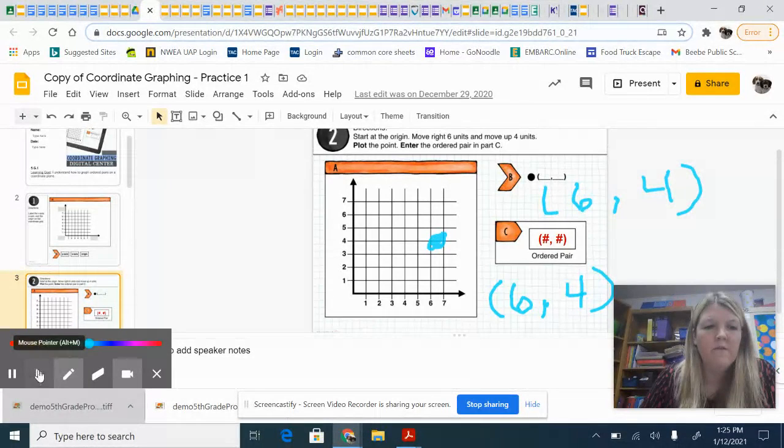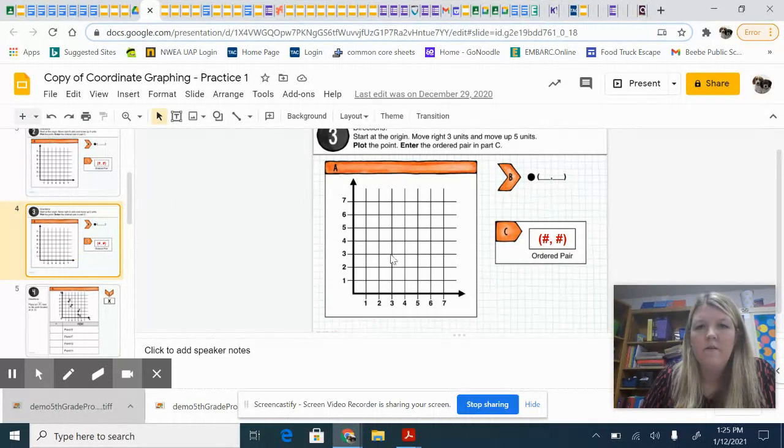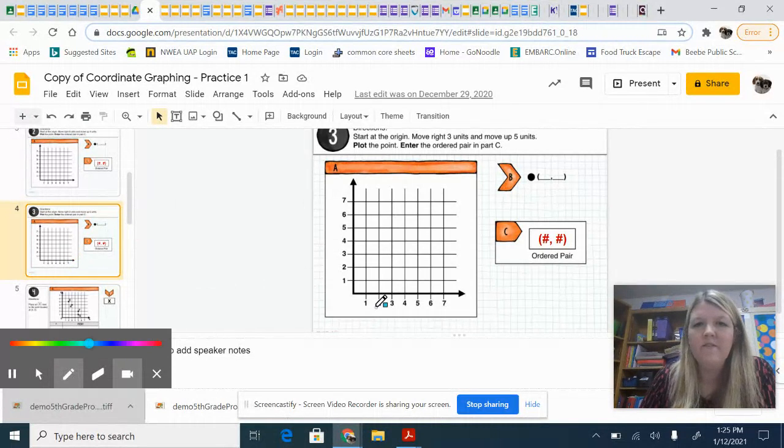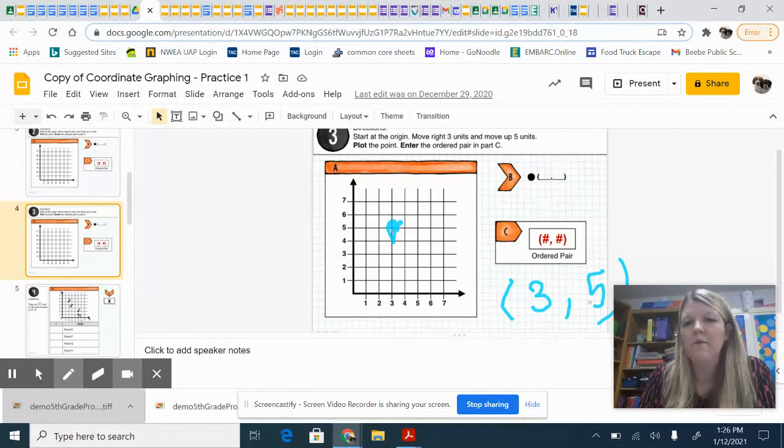All right, so we're going to look at another example. So on this one, it says to start at the origin and then move 3 units right and then up 5 units. So now I'm starting at the origin, I go over 3, and then I go up to 5. And so this ordered pair is going to be 3, comma 5. So remember, the x value comes first and then the y.